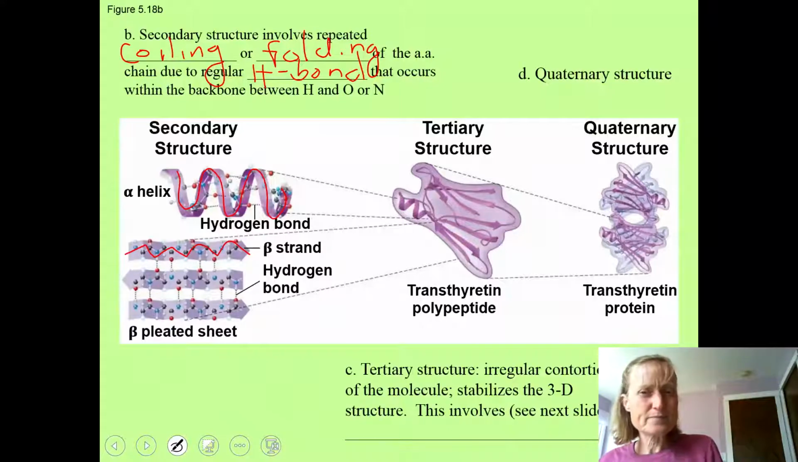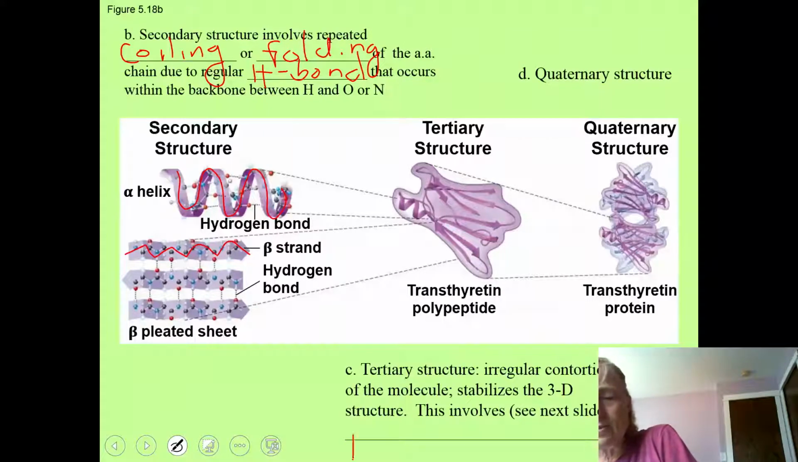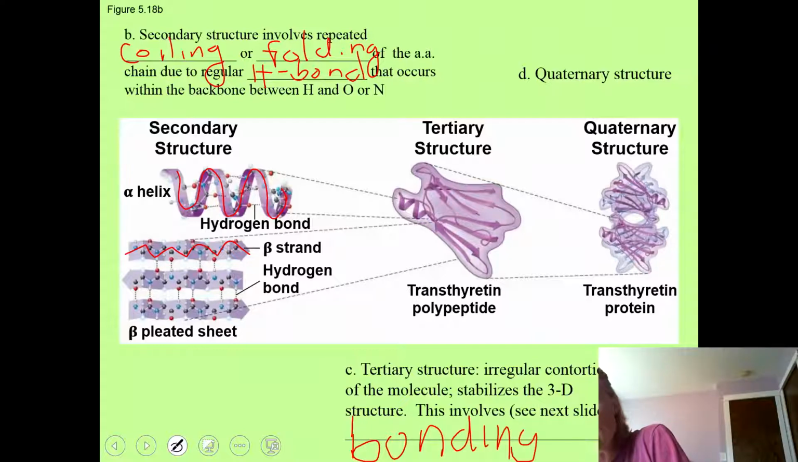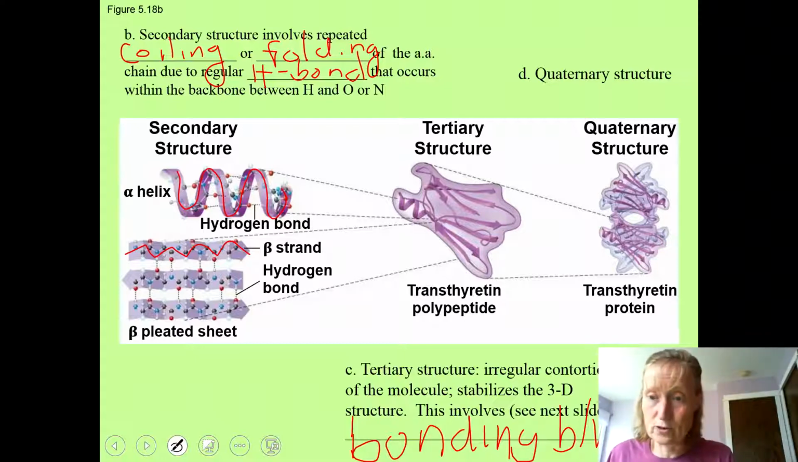And then we get the tertiary structure. This is an even more complex three-dimensional shape. The language our textbook uses is that the tertiary structure is irregular contortions of the molecule that stabilize the 3D structure. This involves bonding between side chains. So you're going to have to write down bonding between side chains. I don't have room for it. We'll look at the quaternary structure next.